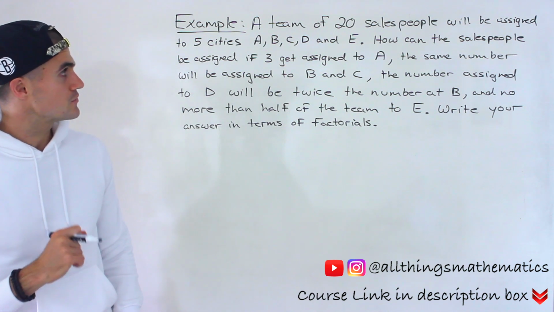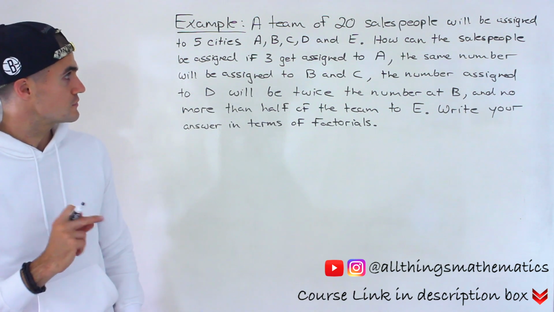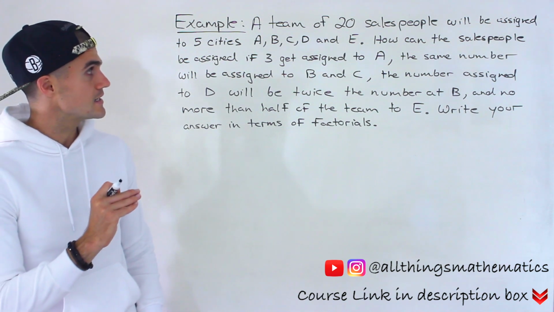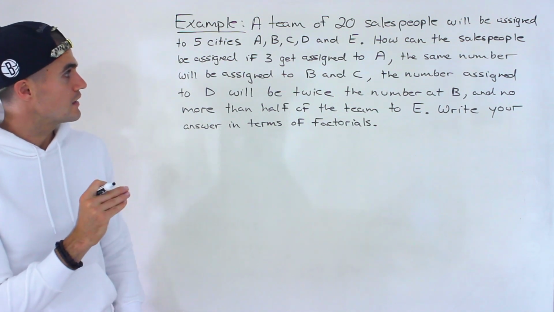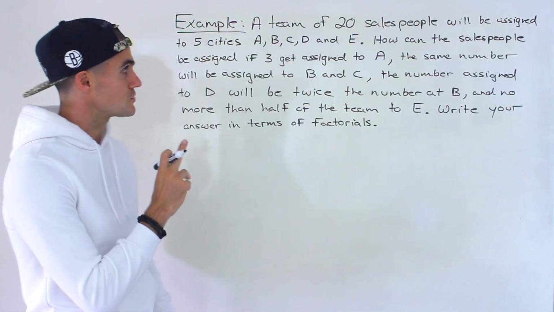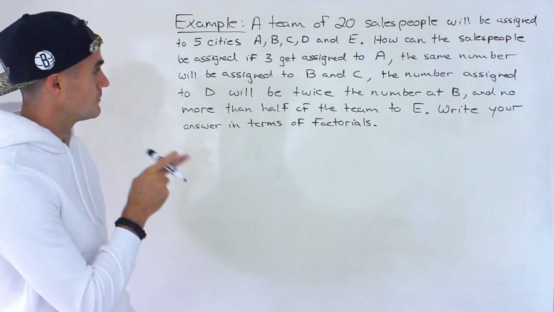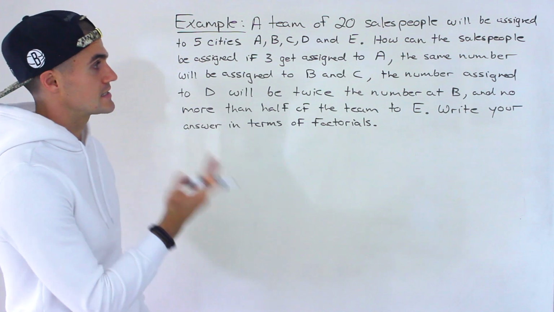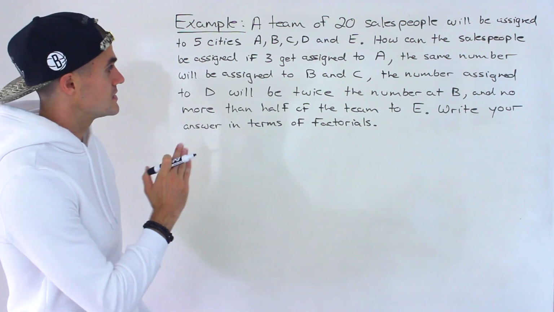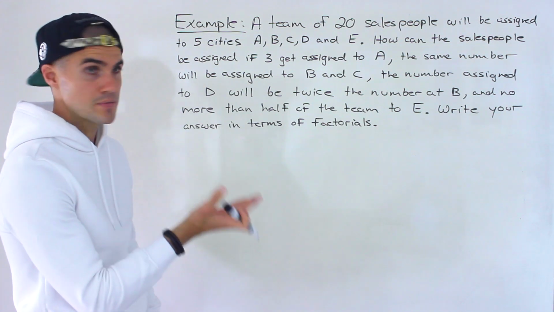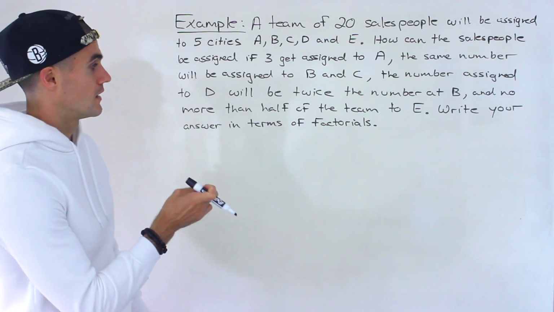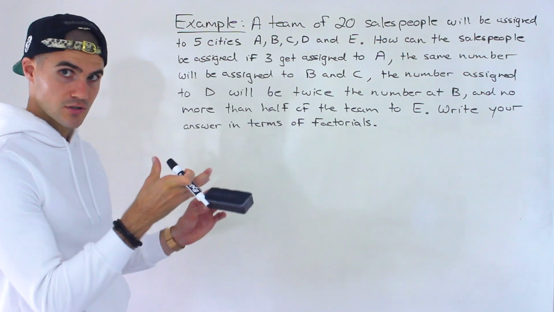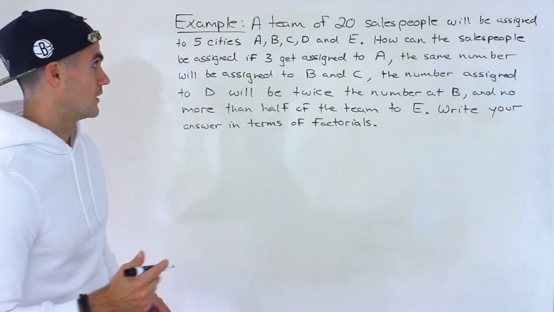Moving on to the next question, another problem dealing with labeling. A team of 20 salespeople will be assigned to 5 cities, A, B, C, D, and E. How can the salespeople be assigned if 3 get assigned to city A? The same number will be assigned to B and C. The number assigned to D will be twice the number at B, and no more than half of the team to E. And we have to write our final answer in terms of factorials.